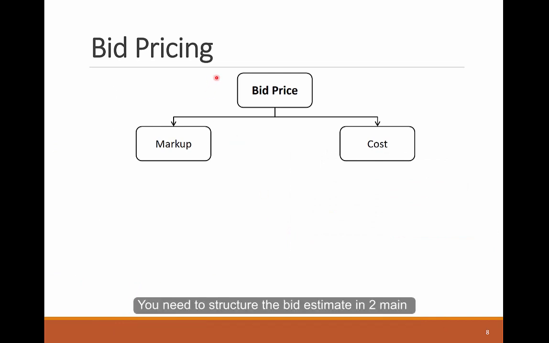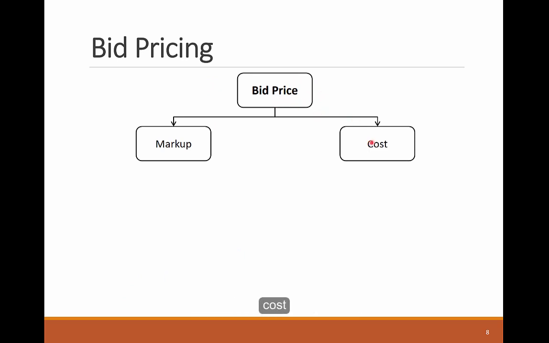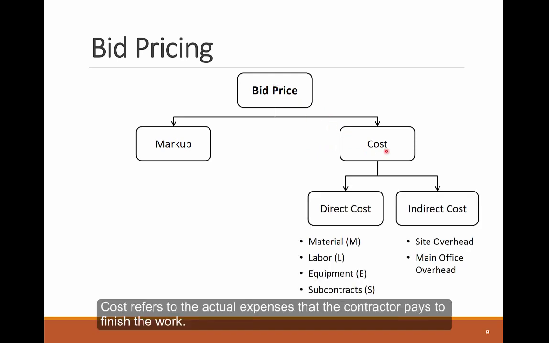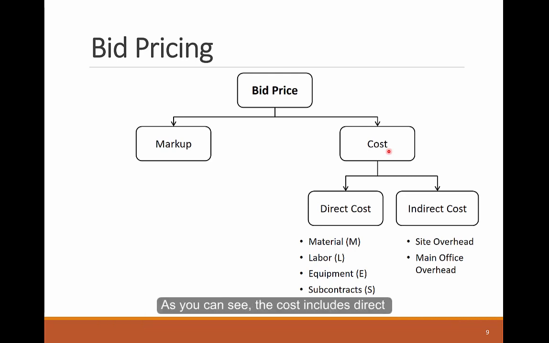You need to structure the bid estimate in two main components: cost and market. There's a big difference between cost and price, as we'll see next. Cost refers to the actual expense that the contractor pays to finish the work. As you can see, the cost includes direct and indirect cost.